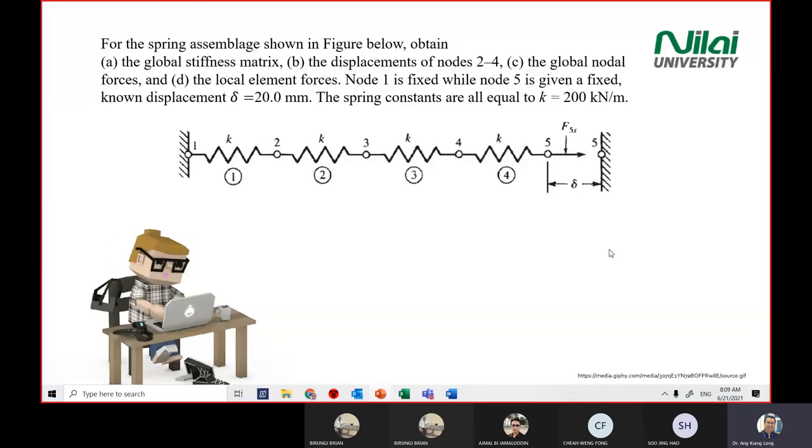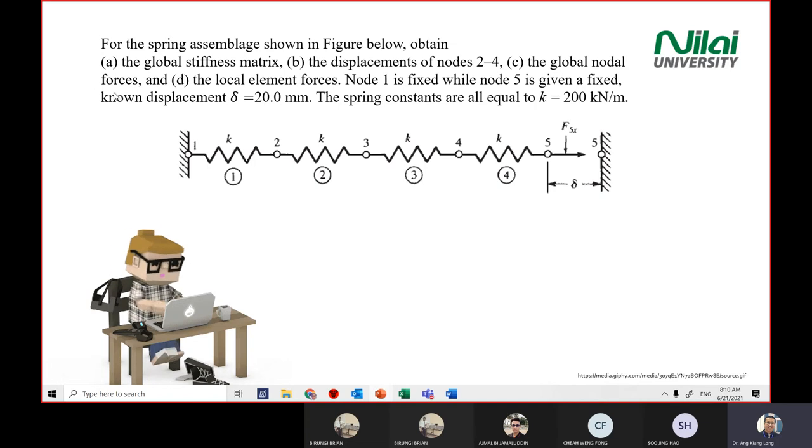Okay, now if you look at your screen now, we're having a spring system. All right, so what we need to find from this system is the global stiffness matrix with our capital K with the square bracket, the first one. Then B, to find displacement at node 2 and 4, which is here, 2 and 4. What is the displacement here?